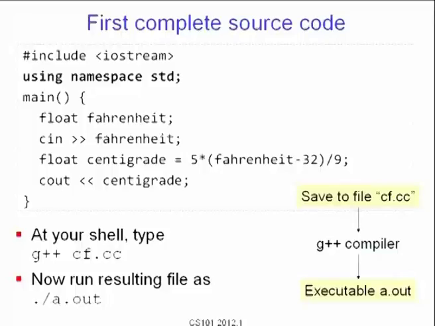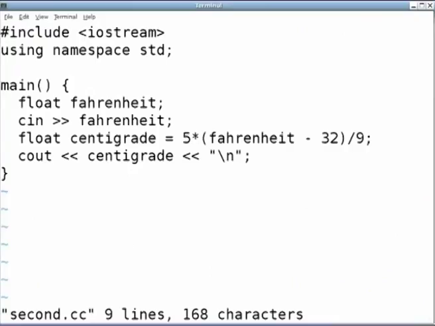So here's the first complete source code, reading Fahrenheit and outputting centigrade. At your shell, you have to compile it and then you have to run it. So let's try that out. So in second.cc, we include iostream, and this time, because you don't want to keep typing std all the time, we say using namespace std for the rest of the file, okay. Then we start the main method, we declare float Fahrenheit, we read it, and then we create the centigrade variable which is set like that.